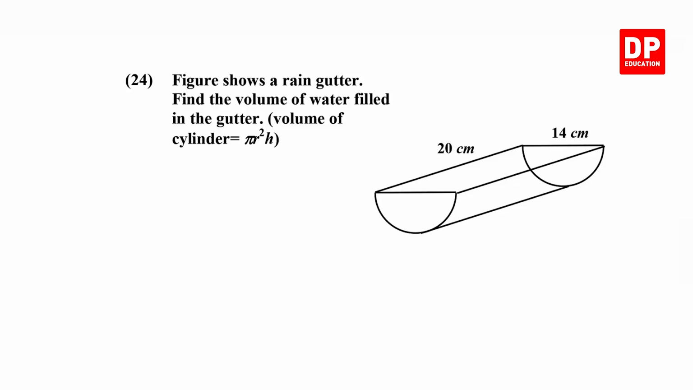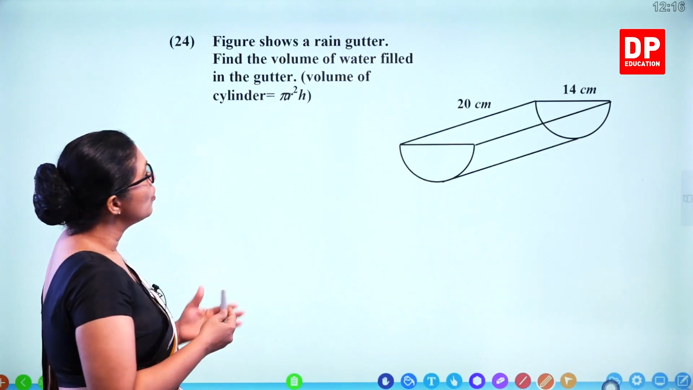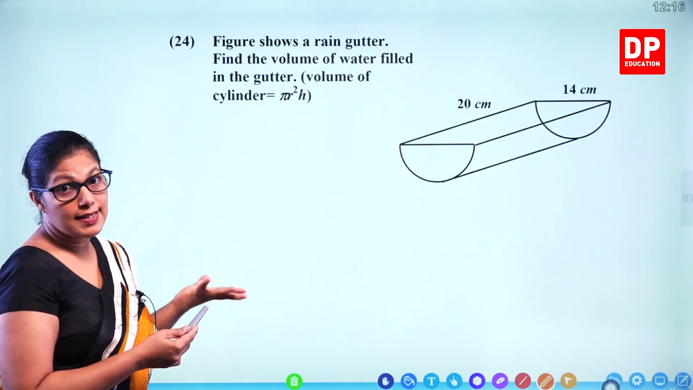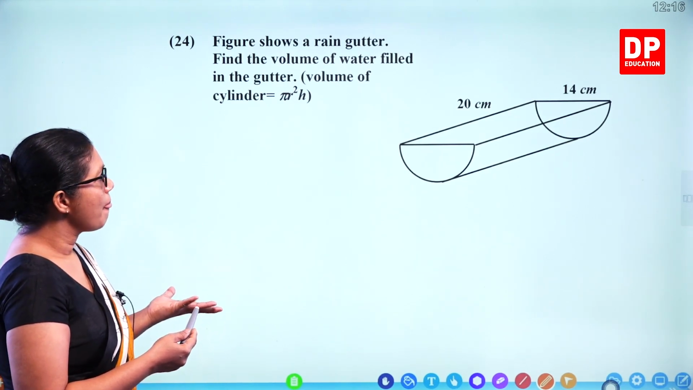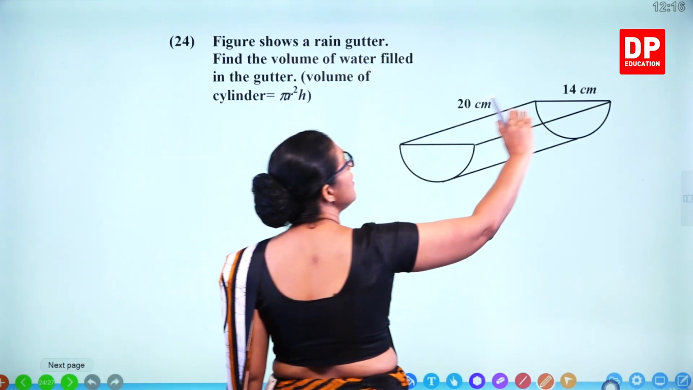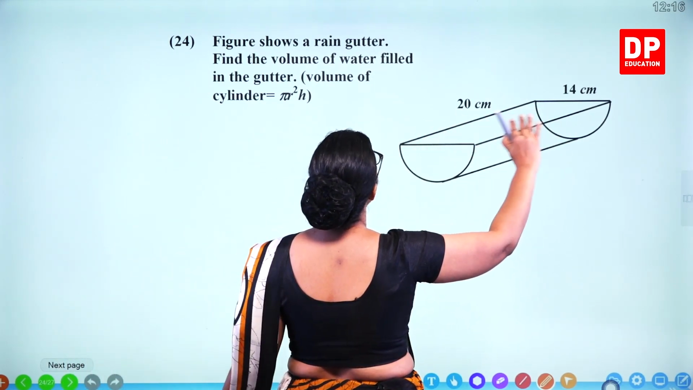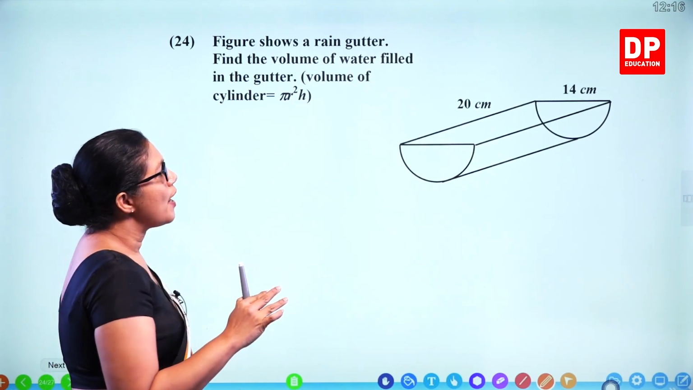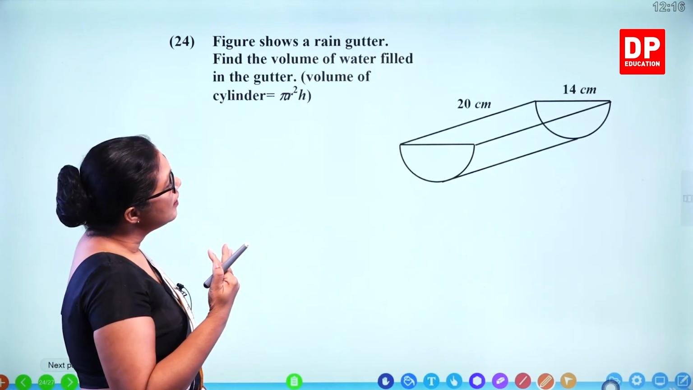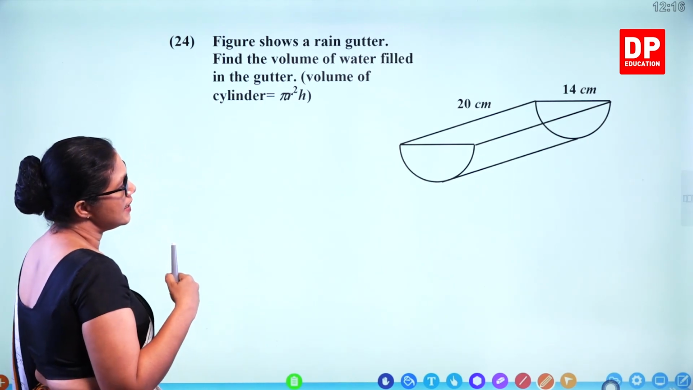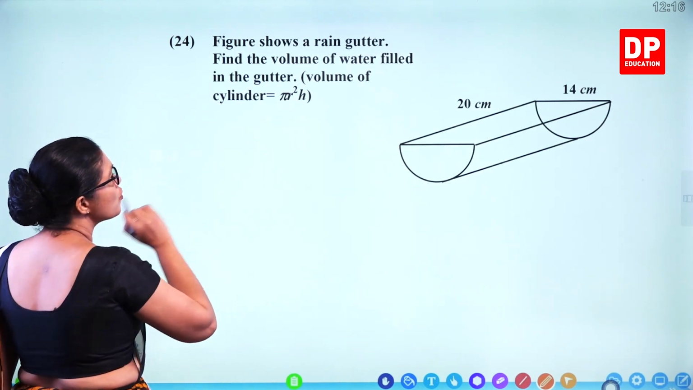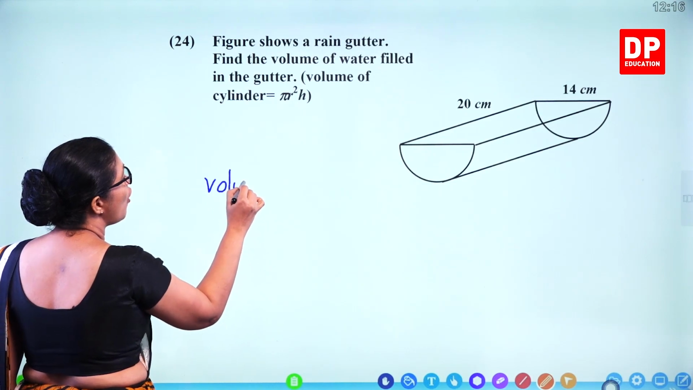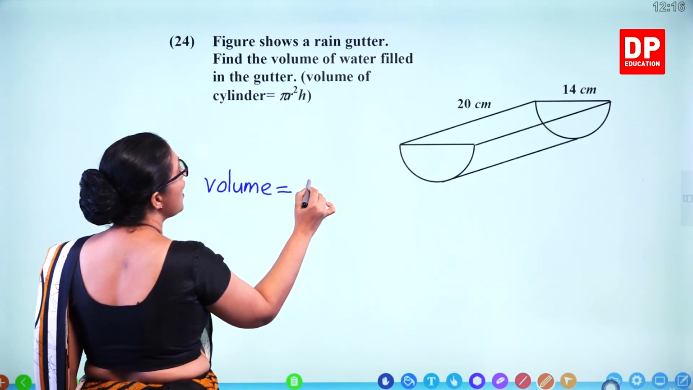Question number 24. Figure shows a rain gutter. Find the volume of water filled in the gutter. The volume of the cylinder is given by pi r squared h. Here they are asking what's the volume of water filled in the gutter, fully filled. So that means volume of half of a cylinder. Pi r squared h is the volume of the full cylinder, so divide by 2.